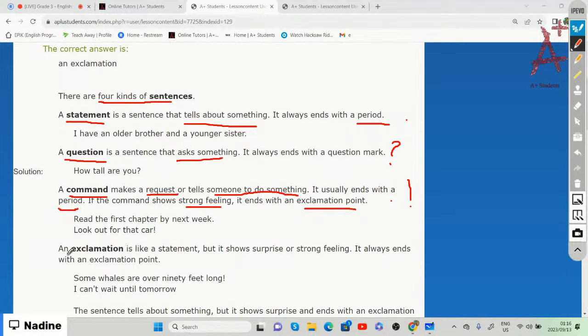Now we have an exclamation, right? And an exclamation is like a statement. And an exclamation shows surprise or strong feeling. And with an exclamation, it always ends with an exclamation point. That is an exclamation point.